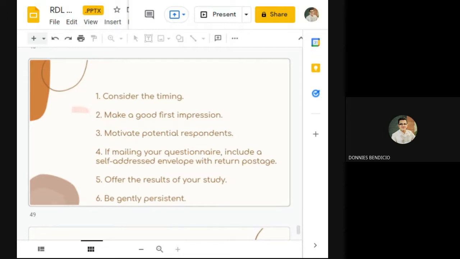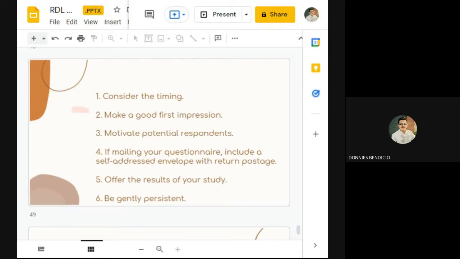Okay? So instructions must be clear. Nauunawaan dapat kung ano yung mga gusto ninyo malaman sa kanila. So motivate potential respondents. Ang ginagawa ng iba, nagpaparaffle sila o kaya naman nagbibigay sila ng mga freebie o kaya naman may pa-Gcash sila halimbawa for them to give after the data collection. So if mailing your questionnaire, include a self-addressed envelope with return postage kung kayo ay gagamit ng manual mail. But of course, with the use of technology now, you can just indicate your email address provided in your survey questionnaire.